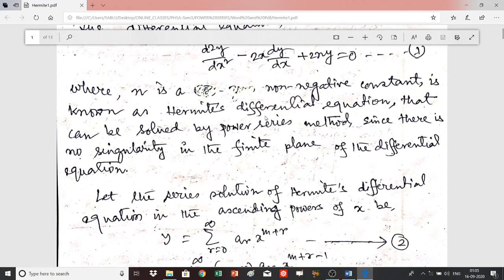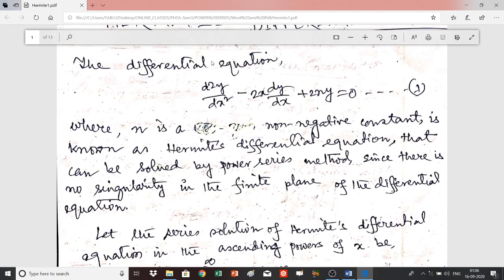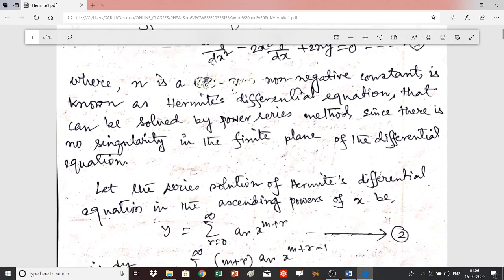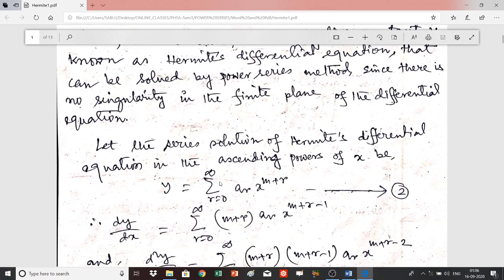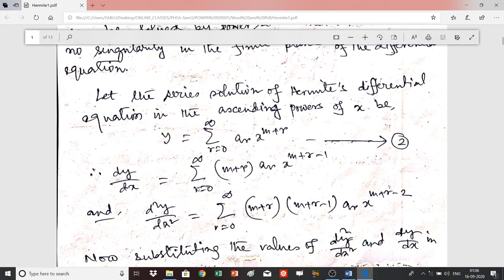Since it is possible to expand the Hermite differential equation in the power series method, you can write y equals the sum from r equals 0 to infinity of a_r x to the power m plus r. That means in this case the solution is written in ascending powers of x. From here dy/dx is calculated: dy/dx equals the sum from r equals 0 to infinity of (m plus r) a_r x to the power m plus r minus 1.